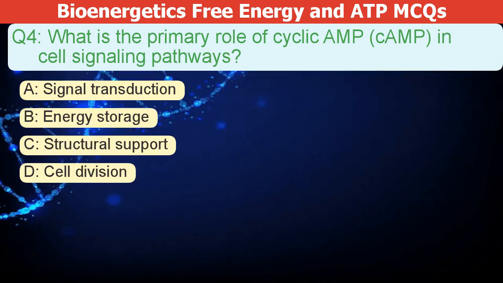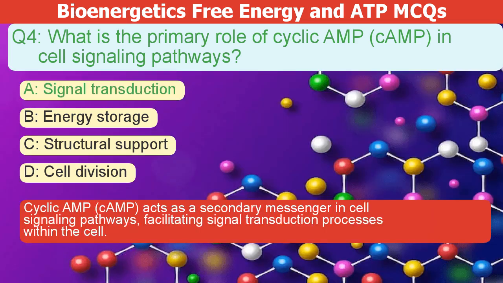What is the primary role of cyclic AMP, or cAMP, in cell signaling pathways? A. Signal transduction. B. Energy storage. C. Structural support. D. Cell division. The correct answer is A. Cyclic AMP, or cAMP, acts as a secondary messenger in cell signaling pathways, facilitating signal transduction processes within the cell.